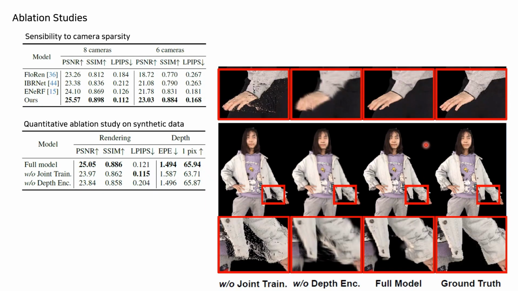In the ablation studies, instead of 8 cameras, tests were conducted with 6 cameras. The results below are from when there was no joint training and no depth encoding. It is noticeable that the performance significantly drops when joint training is absent. This concludes the presentation. Thank you.